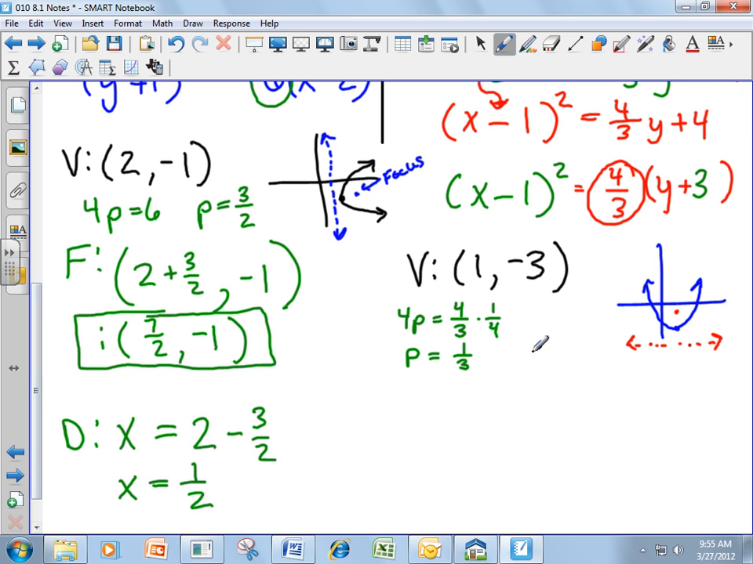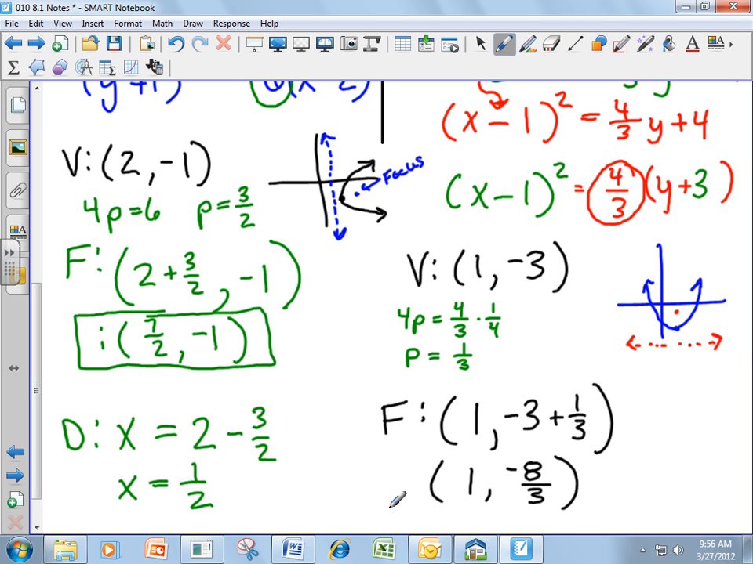Let's finish this off. I need my focus point. This time, it's the y value that is going to be affected, so my x value of 1 stays constant, and instead of going all the way down to negative 3, I need to only go down a little bit less than that, so I need to figure out what that value is between negative 3 and the 1/3. So if I add 1/3 to that negative 3, get a common denominator here, I end up with a negative 8/3. So negative 2 and 2/3 is how far down you go for that focus point.